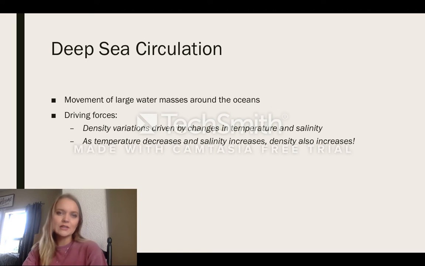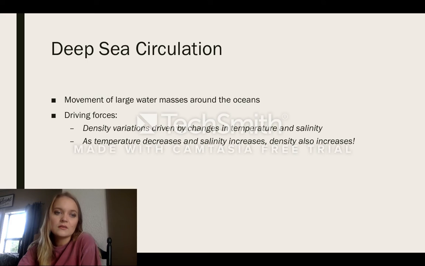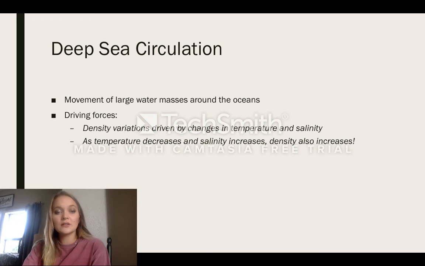So, deep sea circulation is the movement of large water masses around our oceans, and it has two driving forces: temperature and salinity. And density variations, driven by changes in temperature and salinity, are what cause these large water masses to move around. So, as temperature decreases and salinity increases, density also increases.